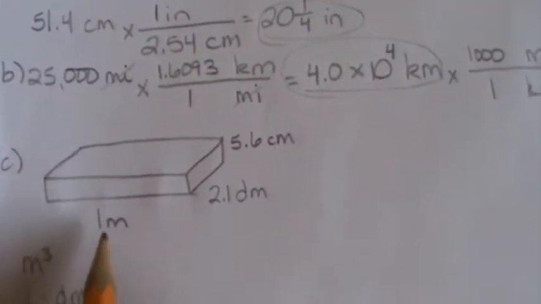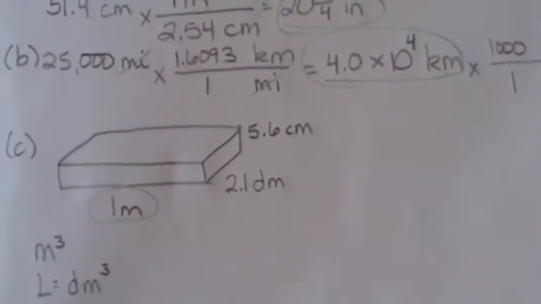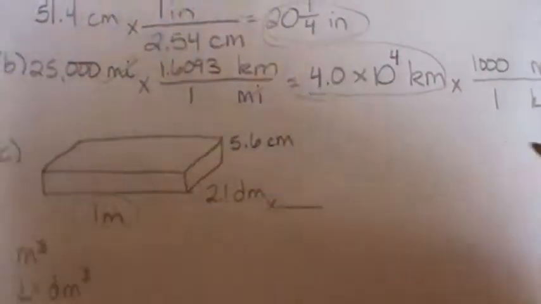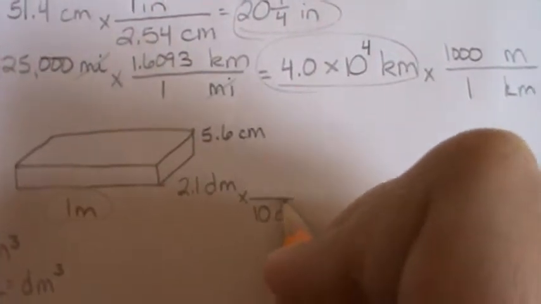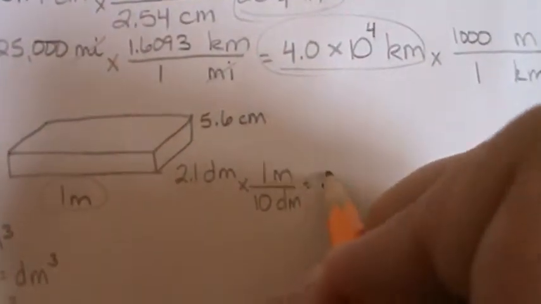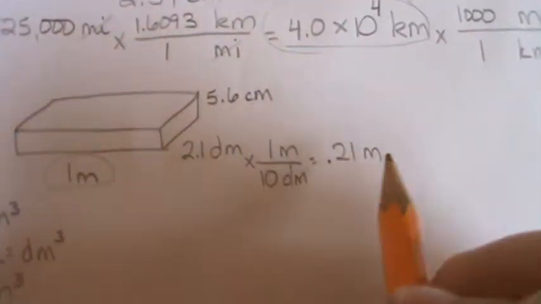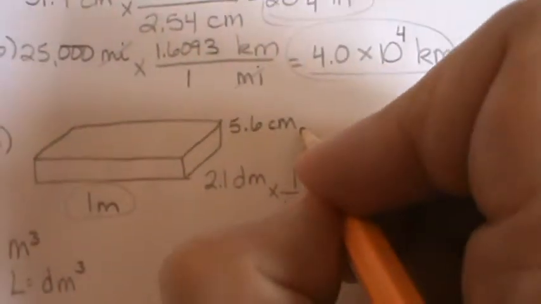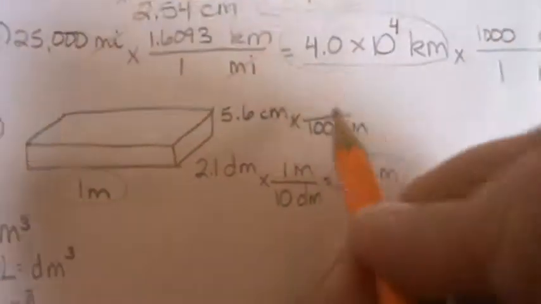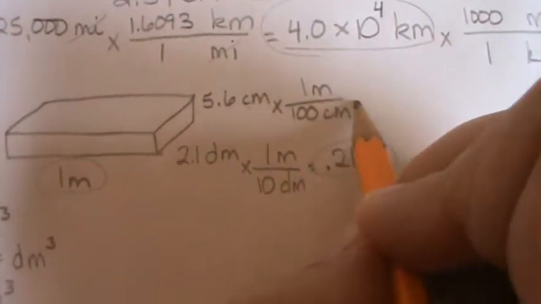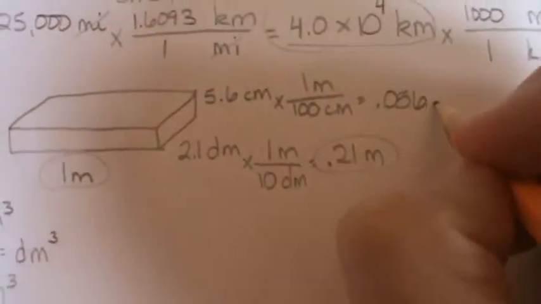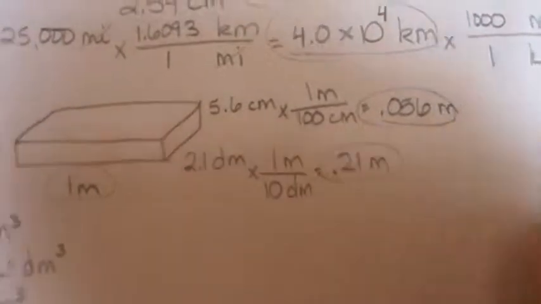Okay, now that doesn't work. We need everything to be in the same unit. So the first thing that we're going to do here is to change these. 2.1 decimeters, and there are 10 decimeters in 1 meter. So this becomes 0.21 meters for this dimension, and 5.6 centimeters when we have 100 centimeters per meter. Okay, this becomes 0.056 meters for this dimension here.